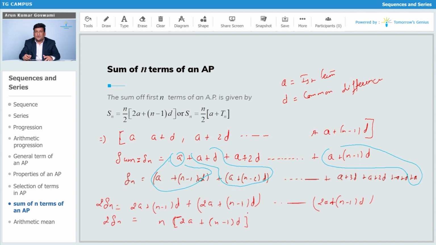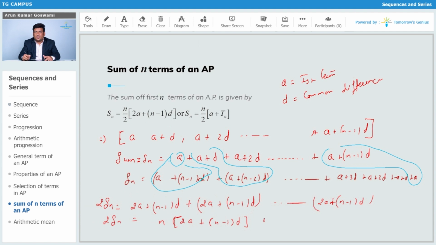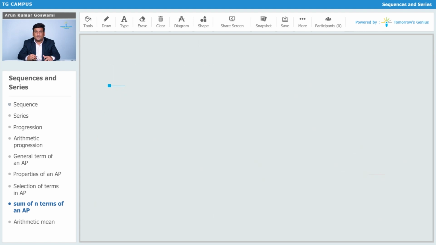Okay, so from this what we got as a sum formula: if I bring this 2 to this side, my sum formula will be that Sn is equal to n by 2 into 2A plus n minus 1 into D. So we got the sum as Sn is equal to n by 2 into 2A plus n minus 1 into D.